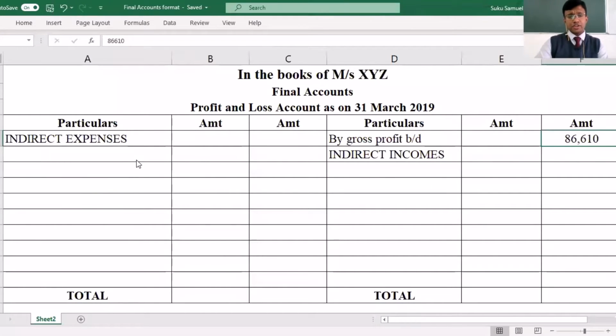For the preparation of the profit and loss account, we will have to consider all your indirect expenses. So what are the indirect expenses that we have? We have discount allowed, and the amount is 3,960.